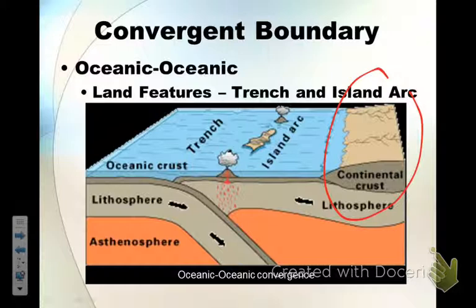This land feature is going to be a trench right here that looks like a really deep V. When I say really deep, that looks small, but I'm talking very deep, like scary into the abyss deep. The crust is going underneath the continental crust, and it's eventually going to melt back into what?